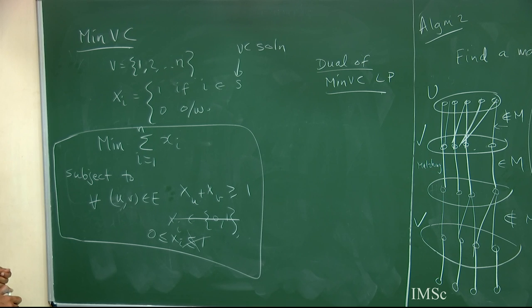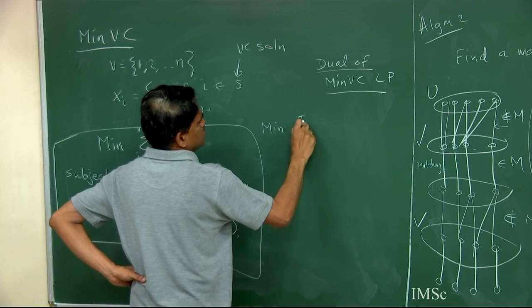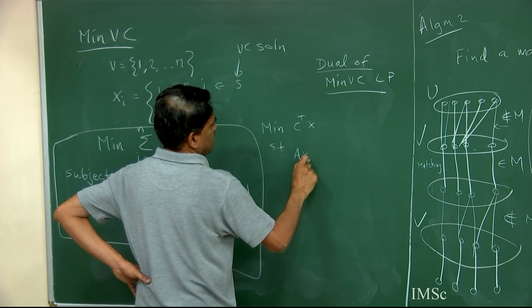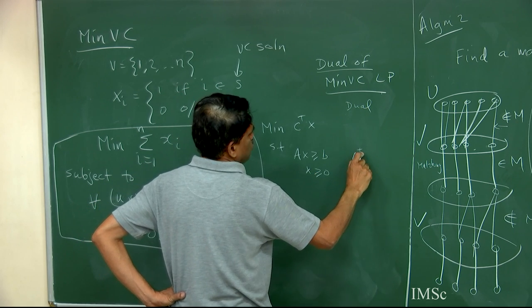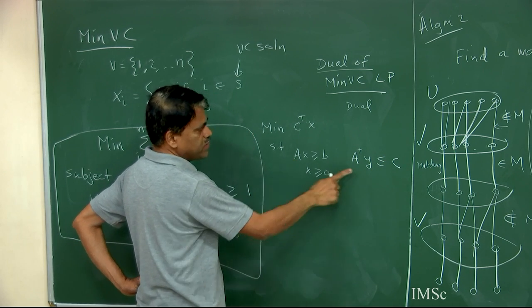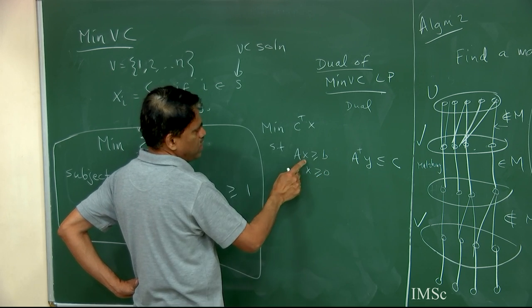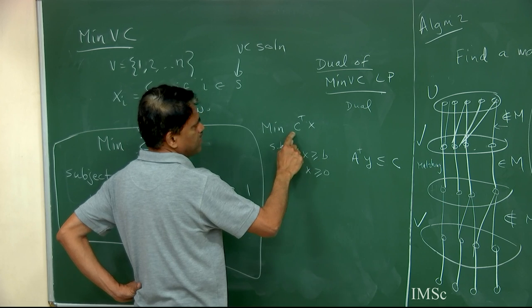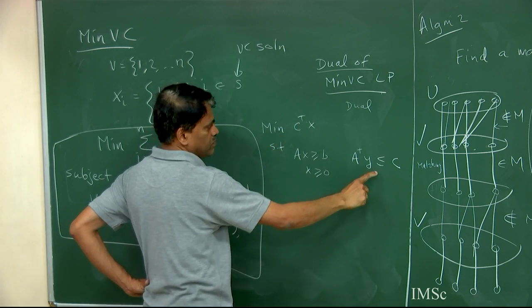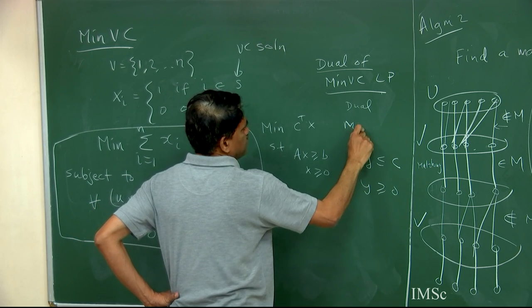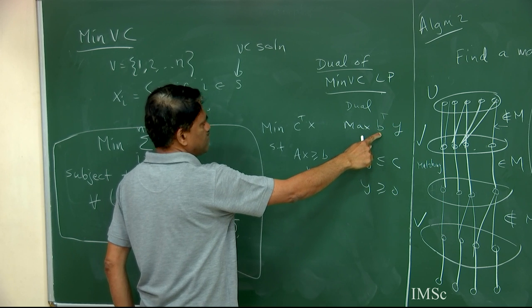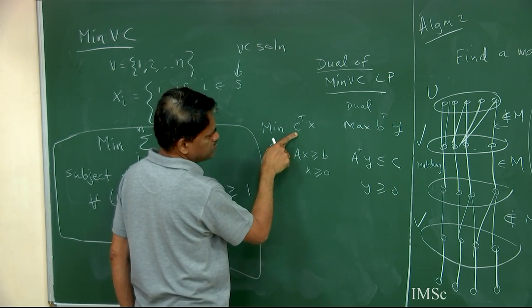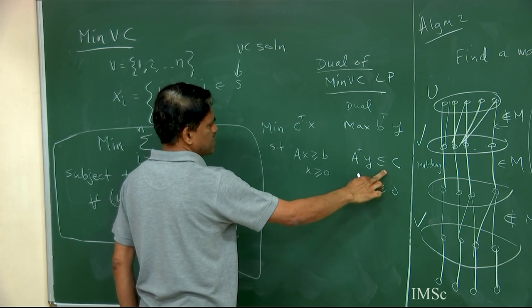So what is a dual linear program? If you have minimize C transpose X subject to AX greater than or equal to B, X greater than or equal to 0, the dual would be, the constraints would be A transpose Y less than or equal to C. So the constraint matrix will get transposed and you introduce dual variables Y. Greater than or equal to becomes less than or equal to, the right hand side becomes the vector corresponding to the objective function. And the objective function now becomes maximize B transpose Y. So essentially the right hand side becomes the objective function coefficients, and the objective function coefficients of the primal become the right hand side. Greater than or equal to becomes less than or equal to, and that's the dual.